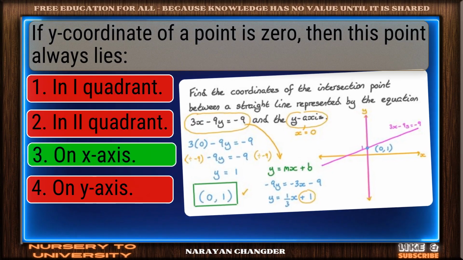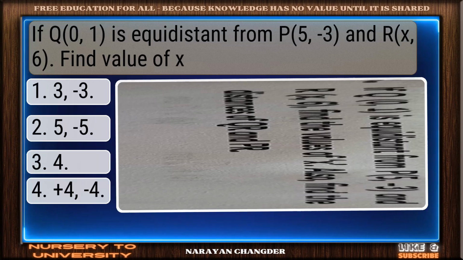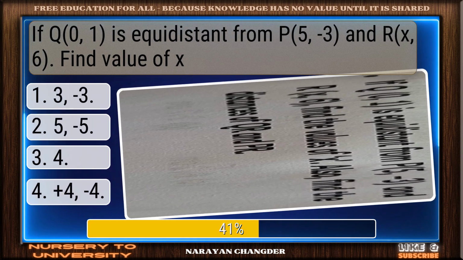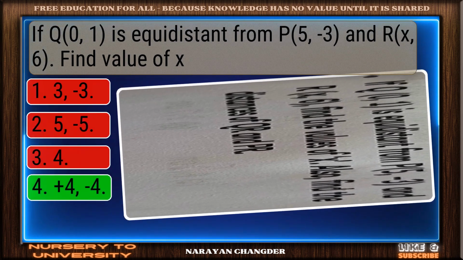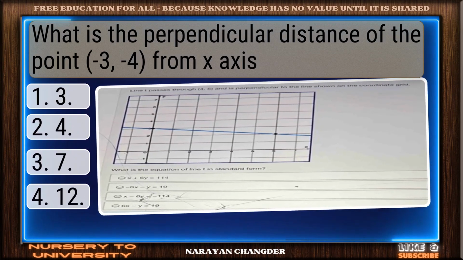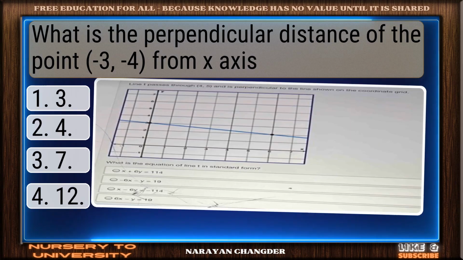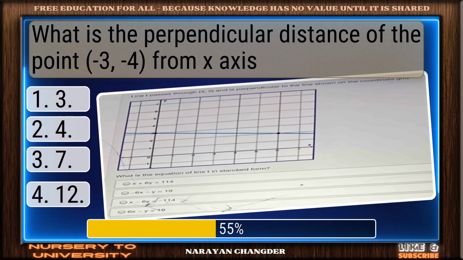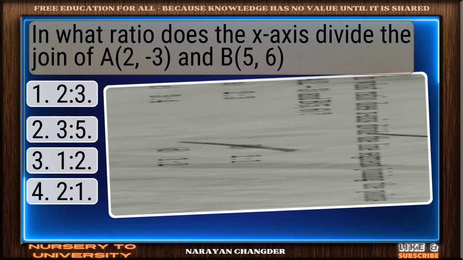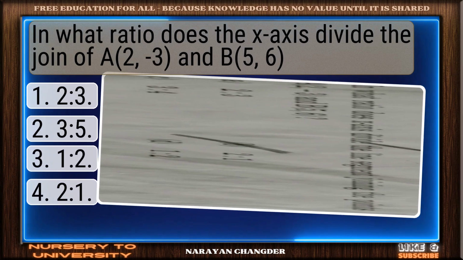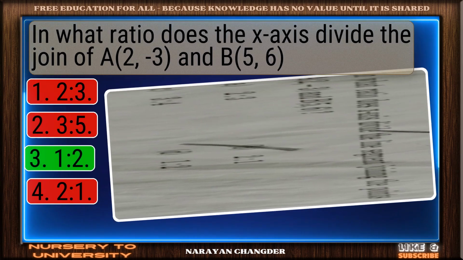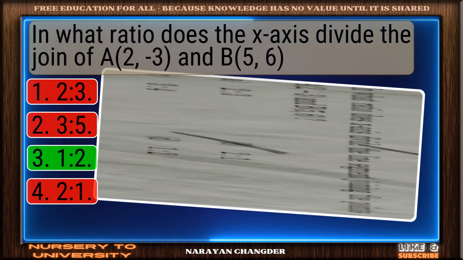Clear logic. On an x-axis is sound. If Q is equidistant from P and R, find the value of x. Solid response. +4 is valid. What is the perpendicular distance of the point from the x-axis? Nicely done. 4 is solid. In what ratio does the x-axis divide the join of A and B? Good thinking. 1:2 is right.